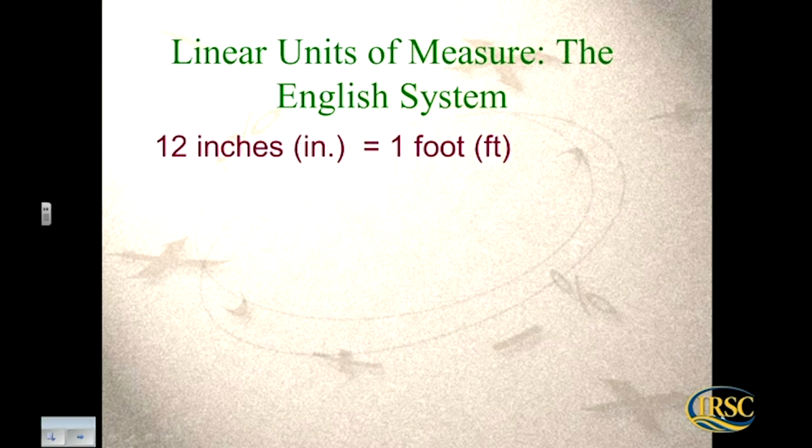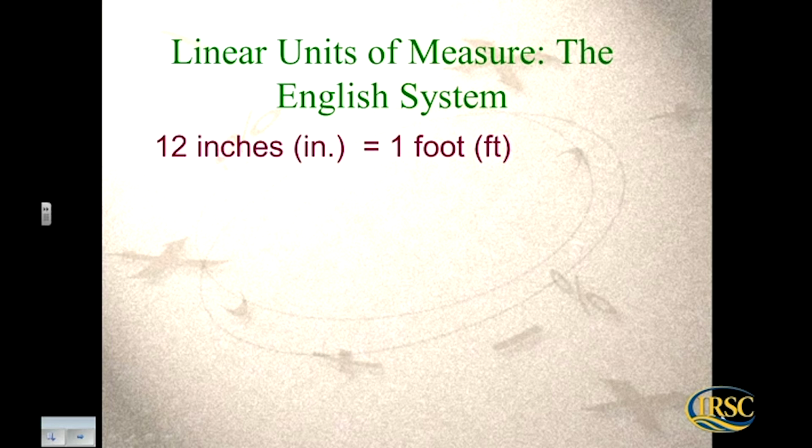Now, on your handout, you actually have the complete chart for the English system conversions, where one of them is 12 inches equals 1 foot, and then you know that 3 feet equals 1 yard, and then what else is in that chart? 5,280 feet equals 1 mile, and I don't remember if I missed something in that chart. Thank you. 36 inches is 1 yard.